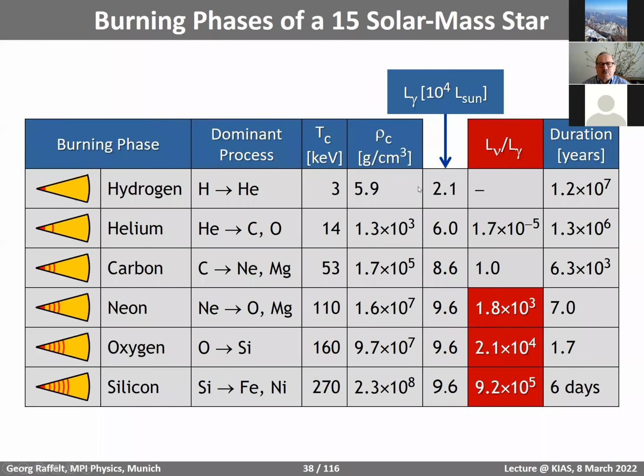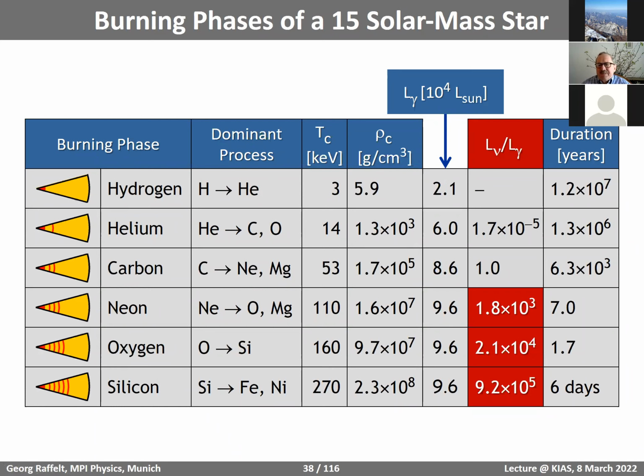Now, if a star goes through more and more burning cycles, one can make this whole table where there's hydrogen burning, helium burning, carbon burning, etc. You get more and more burning shells of different types, and so the temperature in the center goes up to 300 keV for the silicon burning, the last phase before a star becomes a supernova, actually.